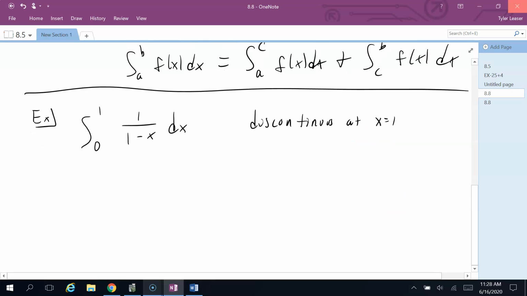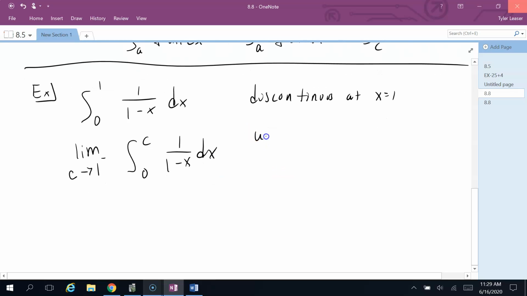Because my upper limit is discontinuous, we're going to rewrite this as a limit. We're going to do the limit as c approaches that 1 from the left. The reason we're approaching it from the left is that because that's the upper limit, I'm going from 0 to 1, so I'm approaching 1 from the left. Of the integral from 0 to c, 1 over 1 minus x dx. All right, so a quick little u substitution here. We'll let u be 1 minus x, which means that du is going to be negative dx, which means I'm going to have to divide that negative sign over.